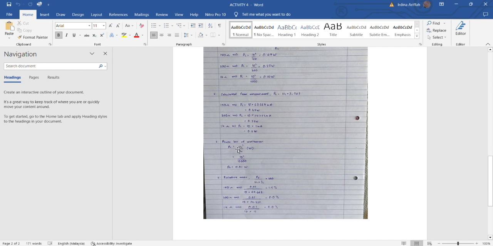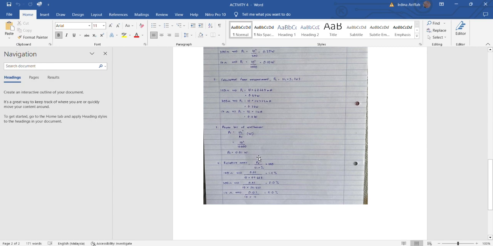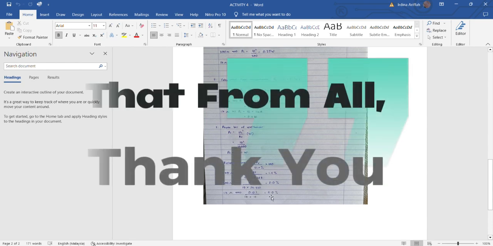So the power loss of the wattmeter is 0.01 watt, and the relative error for the first manipulated value is 1.5%. For the second manipulated value is 3%, and for the last manipulated value is 9%. That's it for me. Thank you.